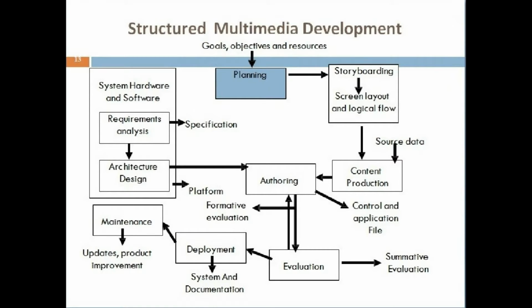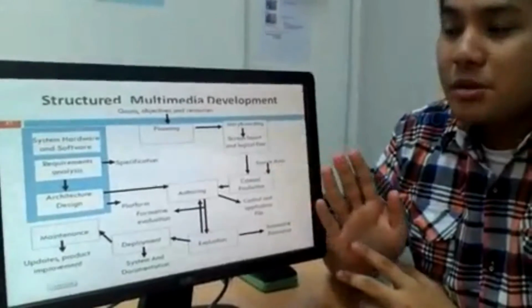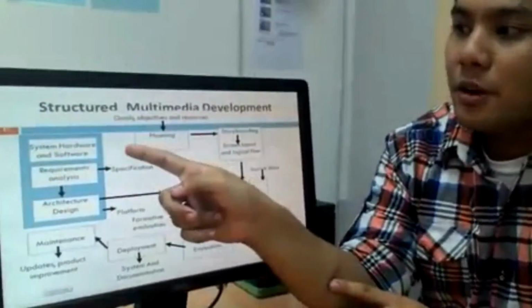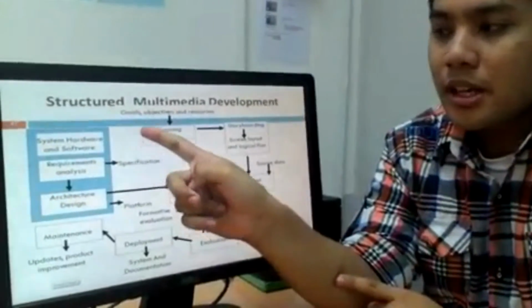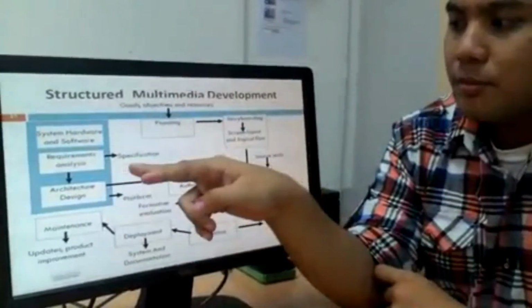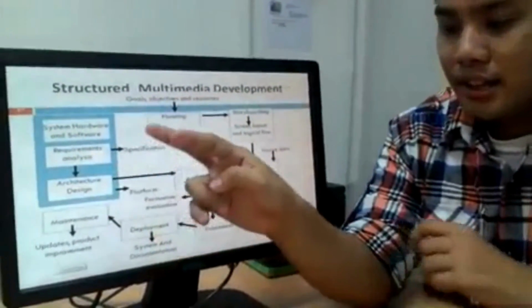Now I explain about fixed component and dynamic component. Fixed component describes the project, product, objective, and initial allocation of resources, schedule, and budget, while dynamic component is tracking resources and project costs as the project unfolds. I will present about structured multimedia development. The flow begins from system hardware and software, the requirement analysis, the specification and architecture design.